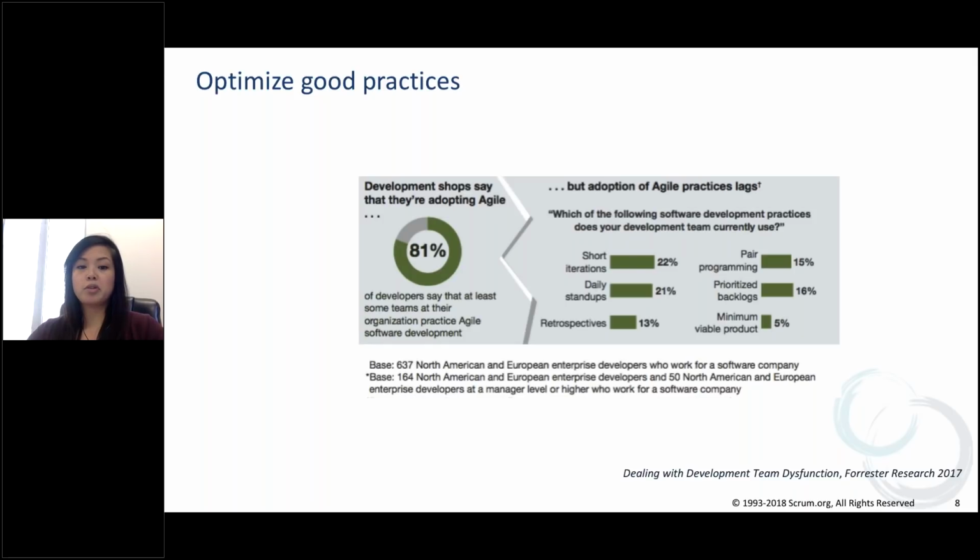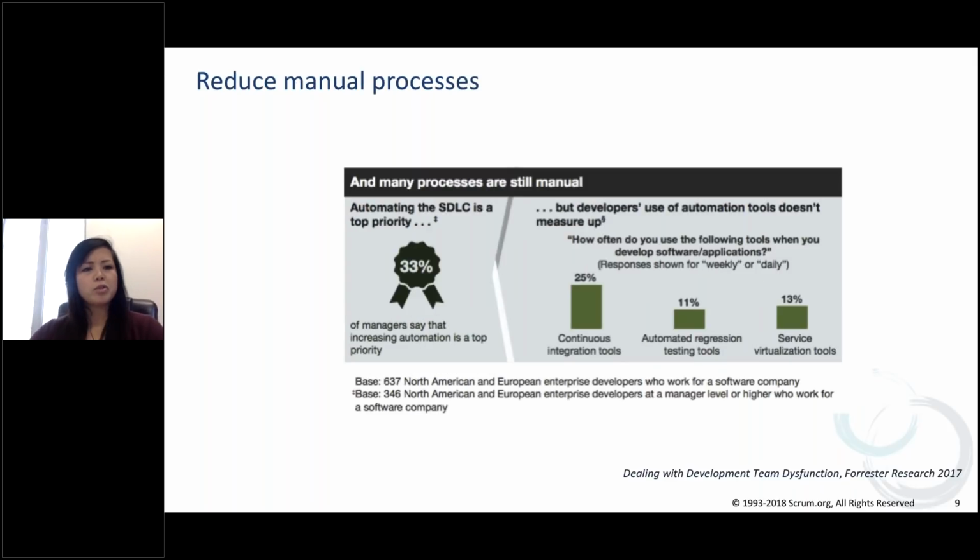Great practice, 15% are only doing peer programming, and then you have 16% that are using prioritized backlog, and only 5% are thinking about minimum viable product. Well, that makes sense, because if you're not prioritizing your backlog, it's going to become hard to have an MVP. So when we think about value, let's think about what we can do to optimize these good practices, and also how could we reduce the manual processes, because we're talking about how to scale right now.